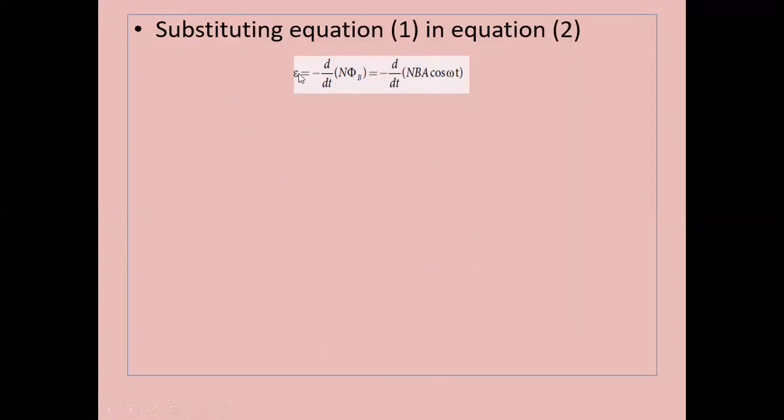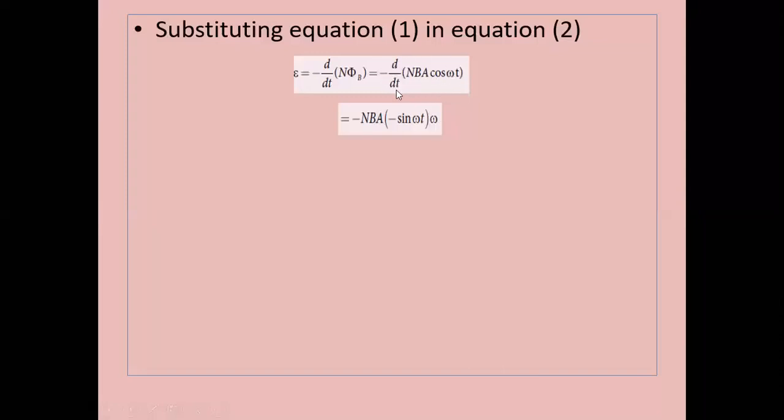So epsilon is equal to minus d by dt of N phi B, which is equal to minus d by dt of NBA cos omega t. Now this can be differentiated. Taking NBA as constant outside, the only variable is cos omega t. So d by dt of cos omega t. The differential of cos omega t is minus sin omega t. The differential of omega t is omega. We are differentiating this equation.